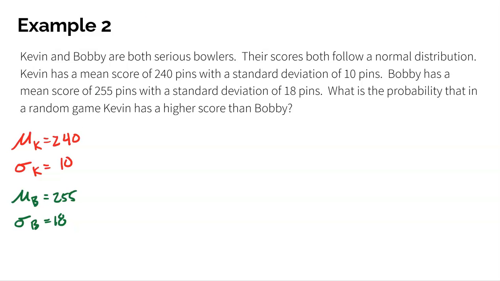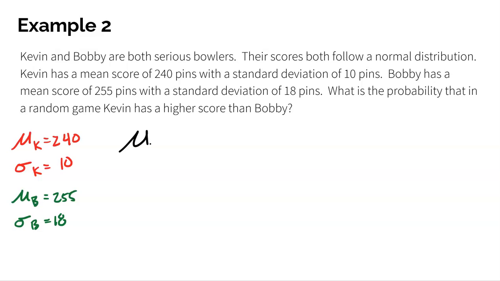All right, the question now wants us to find the probability that in a random game, Kevin has a higher score than Bobby. Okay, this is actually one that we have to really think about. This is a really typical AP question because it involves a lot of good thought process here. So what is the probability that in a random game Kevin scores more than Bobby? Let's think about this for a second. If you're comparing two people, Bobby to Kevin, you're looking at their difference.